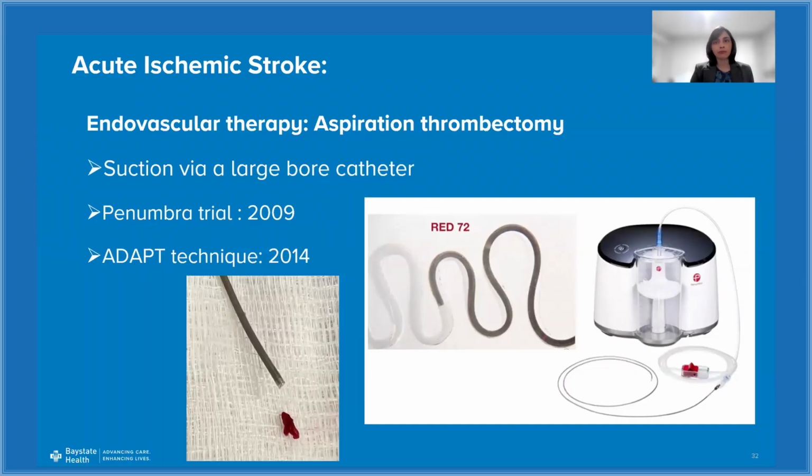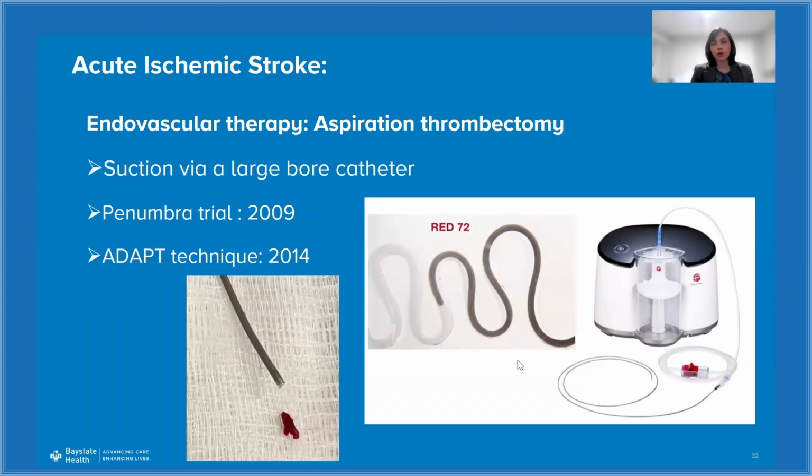We then had the aspiration catheters, which were again FDA approved in 2009. So one of the first catheters was from Penumbra. And again, we have different devices or different companies which have their own aspiration catheters.